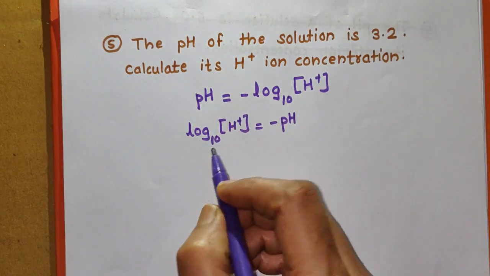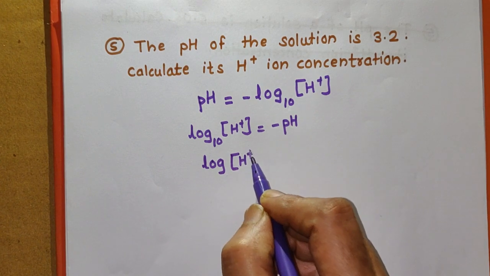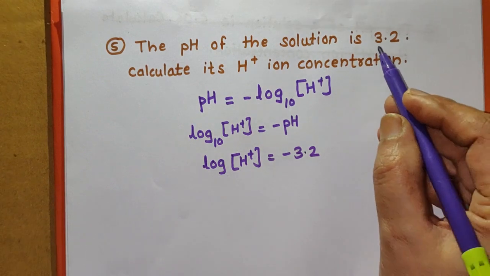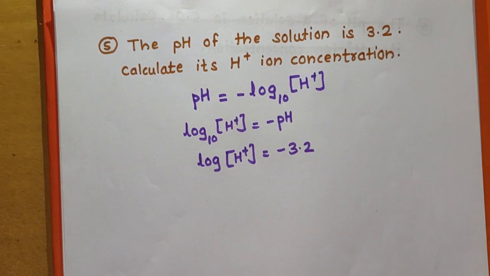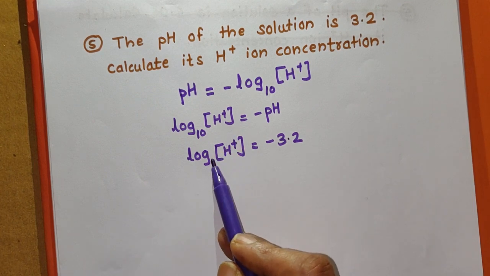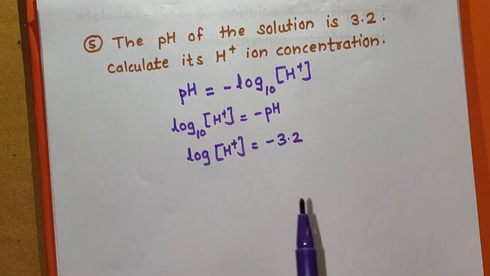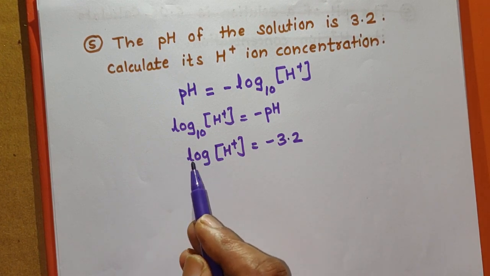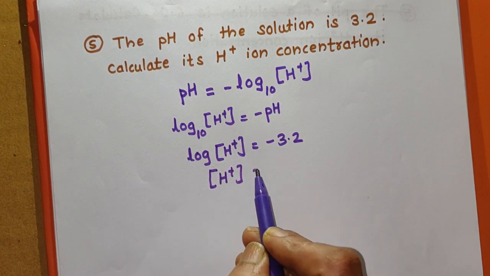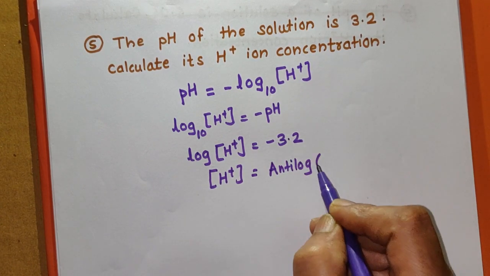That means in this problem, log of concentration of H+ is equal to minus 3.2, right? Here 3.2 is the pH of the solution. So log of concentration of H+ is equal to minus 3.2. Now we have to determine concentration of H+, means this log must be cancelled. So taking antilog on both sides, we can take antilog of this log. So log will be cancelled, and therefore concentration of H+ is equal to antilog of minus 3.2.